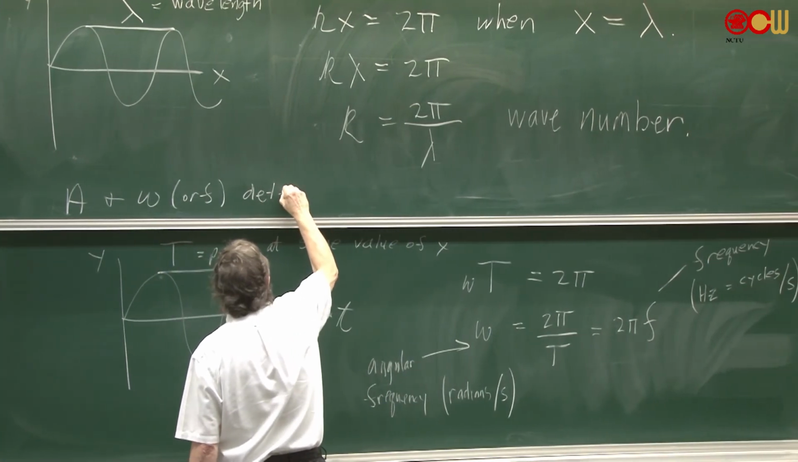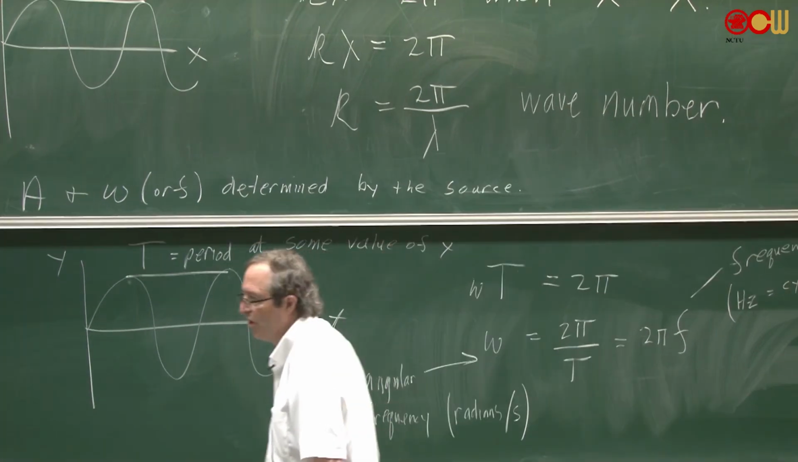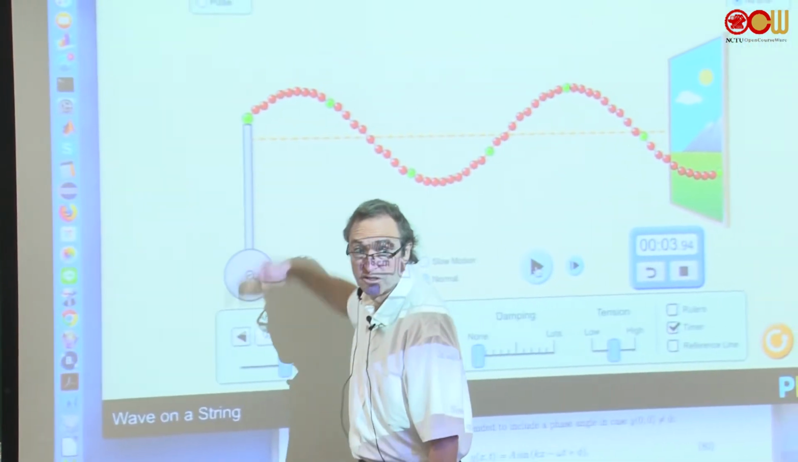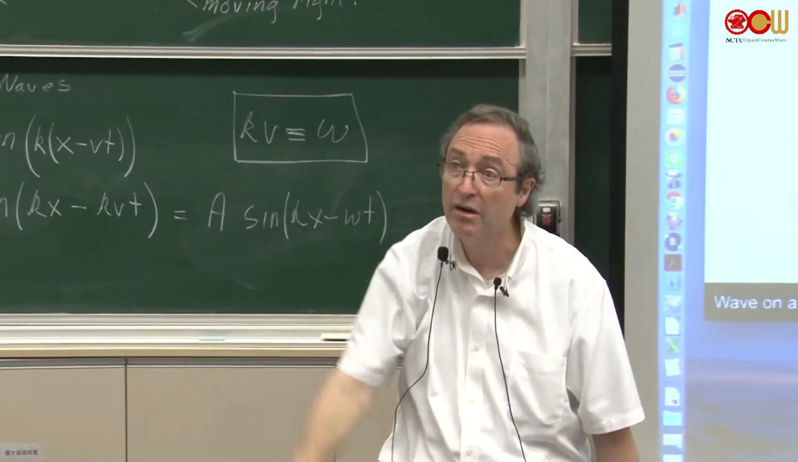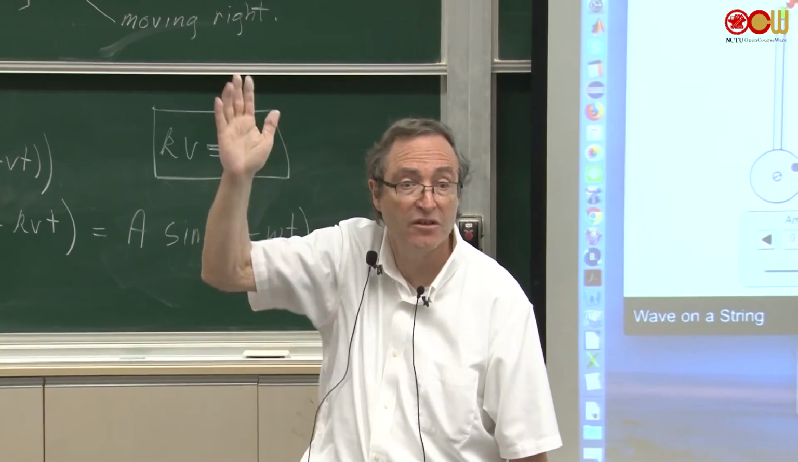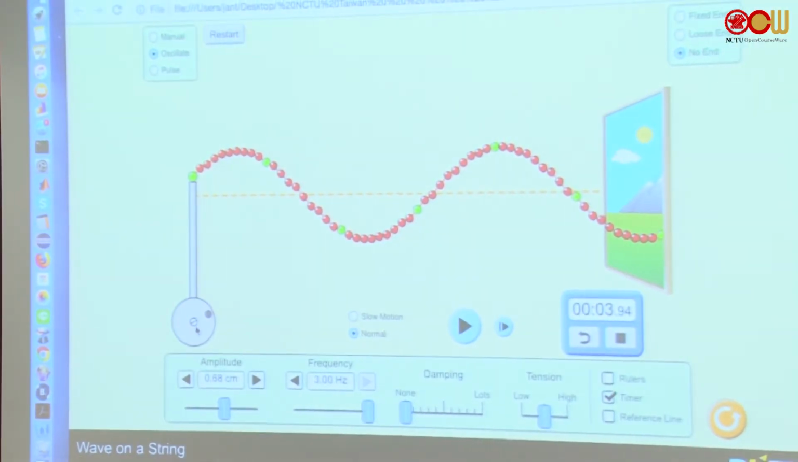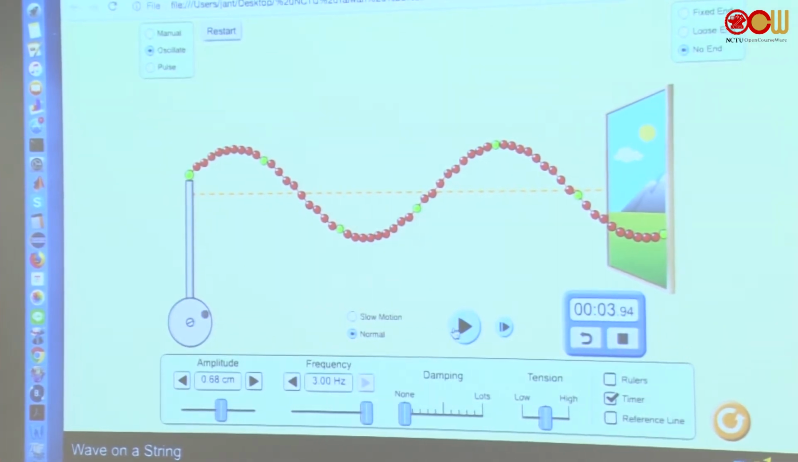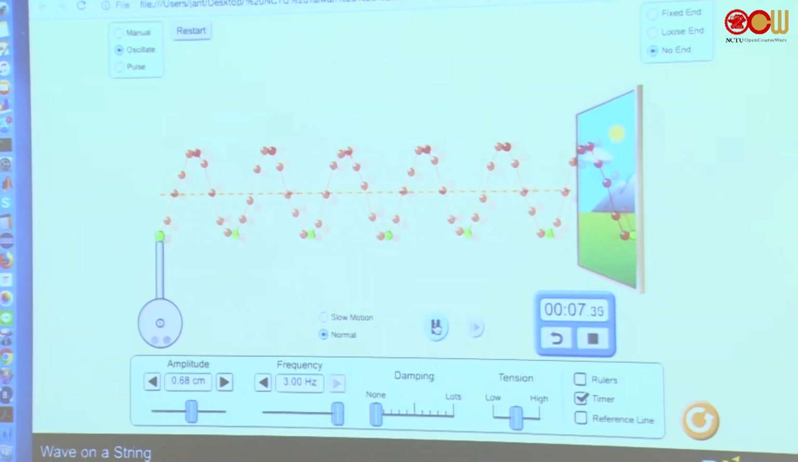So the source determines A and omega or f. So for example, if this is the source, I can only do two things. I can make it go bigger, and I can make it go faster. If I make it go faster, I'll make it go as fast as possible. Start. There it is. All right, so it's a much higher frequency.